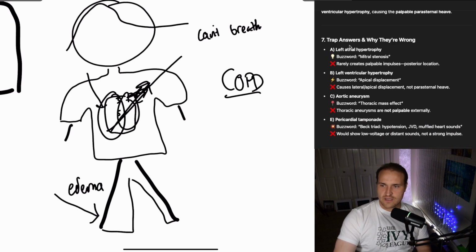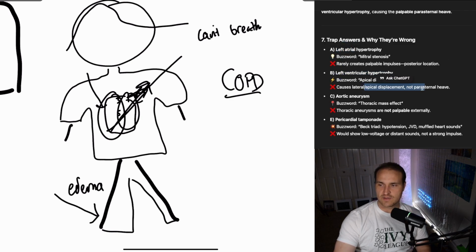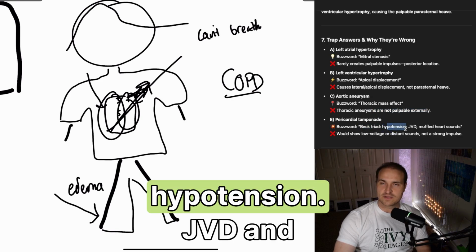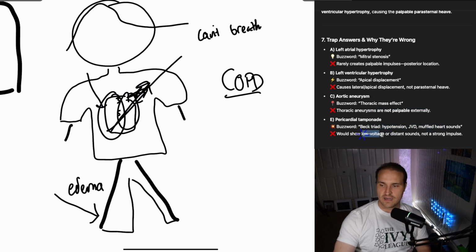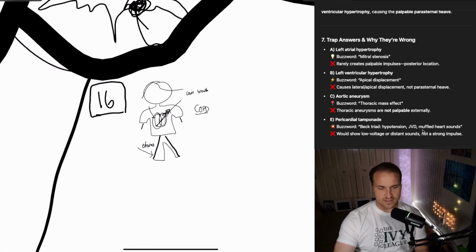Okay, so here are the trap answers. Left atrial hypertrophy, not really a trap answer, just wrong. Mitral stenosis, that makes sense because left atrium, left ventricle stenosis here causes left ventricle hypertrophy. That's just displacement. Aortic aneurysm, not palpable externally. Beck's triad would have hypotension, JVD, and muffled heart sounds. You'd have the distant sounds, low voltage. Okay, hopefully that made sense as we drew out this little patient here.